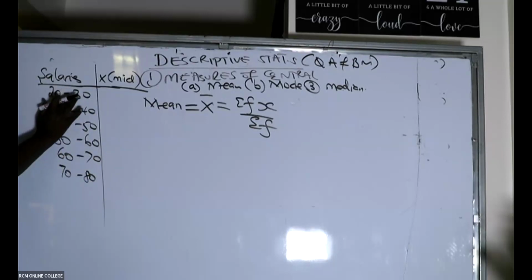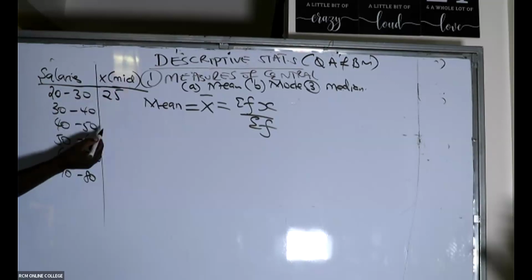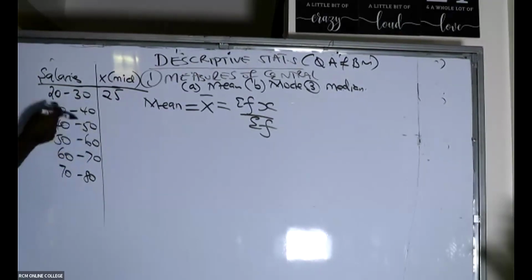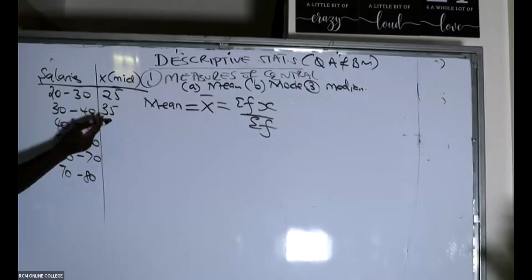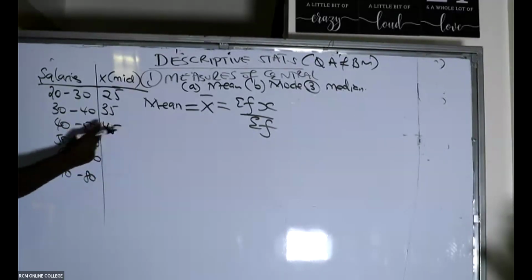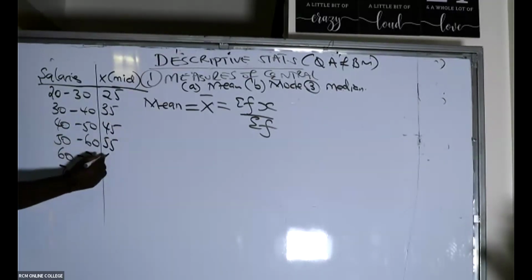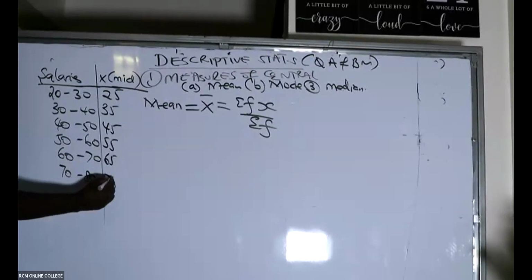So 20 plus 30, that's 50. 50 divided by 2, that is 25. Then 30 plus 40, 70. 70 divided by 2, that is 35. Now I'm able to see the pattern. This will be 45. This will be 55. This will be 65. Lastly, we have 75.